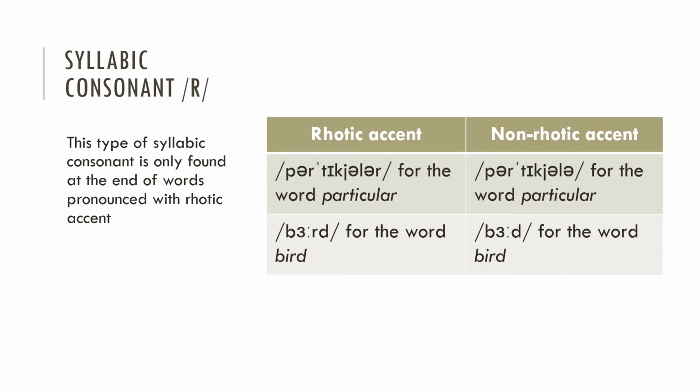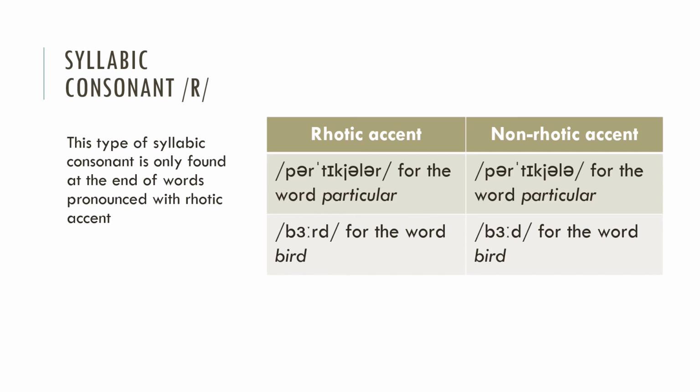Last is the consonant r. The syllabic consonant r is a type of syllabic consonant that can be found at the end of words pronounced with a rhotic accent. It cannot be found in words that are pronounced with a non-rhotic accent.